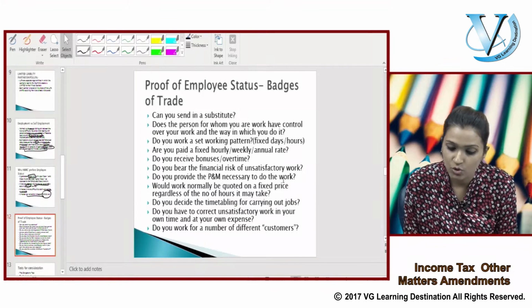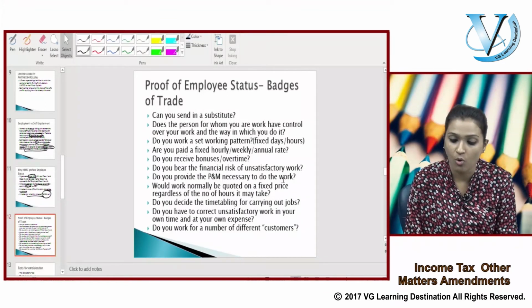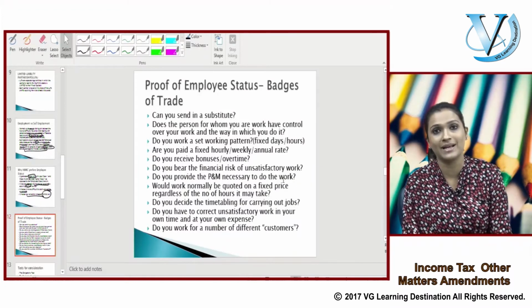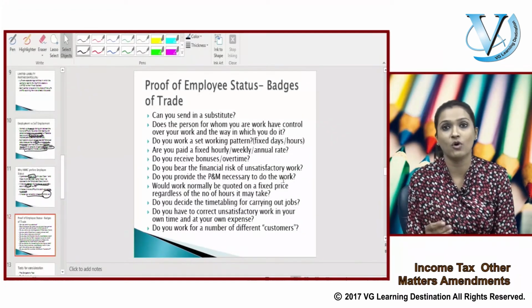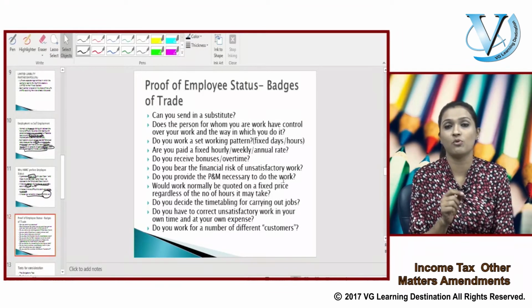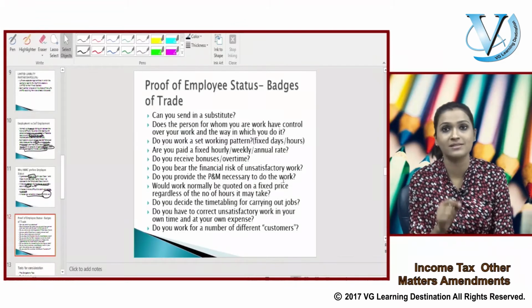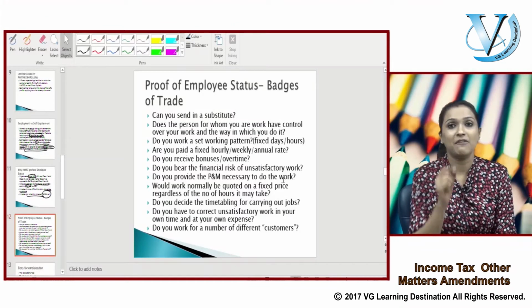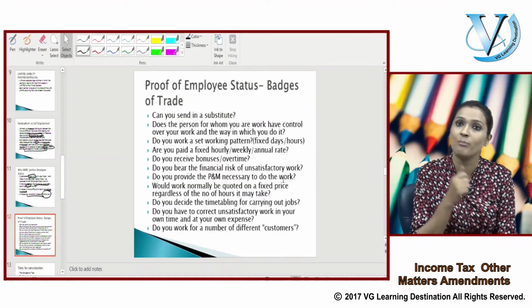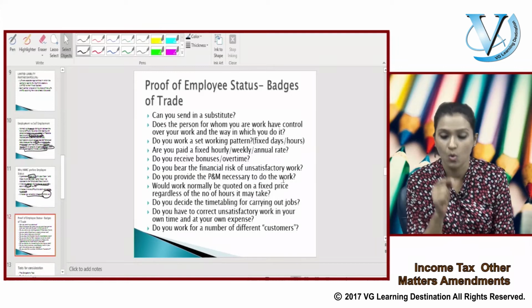What else? Do you have to correct unsatisfactory work in your own time and at your own expense? Definitely, if you're an employee, you've goofed up something, you will be expected to put in extra hours of work and correct it. Similarly, for self-employed people as well, if I've done something wrong, I need to mend my work as well, in order to move ahead with the work.